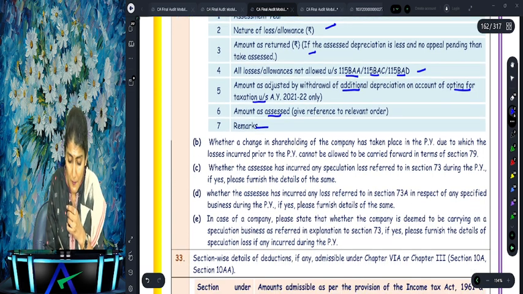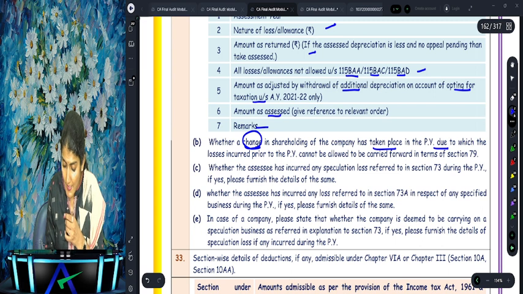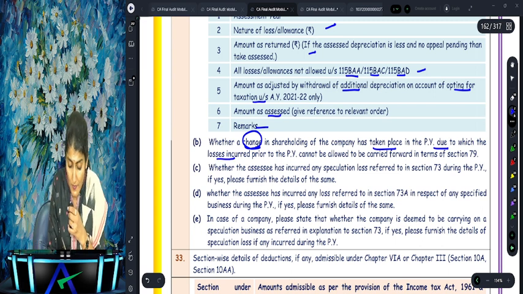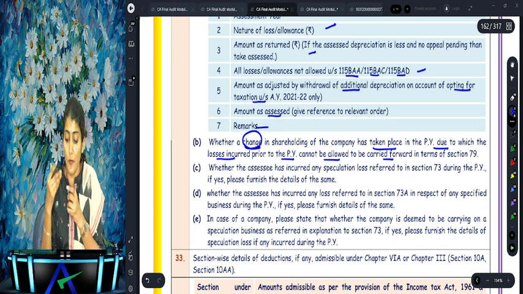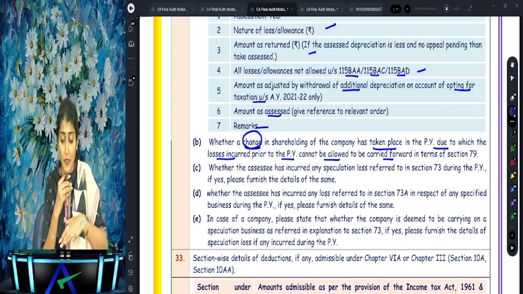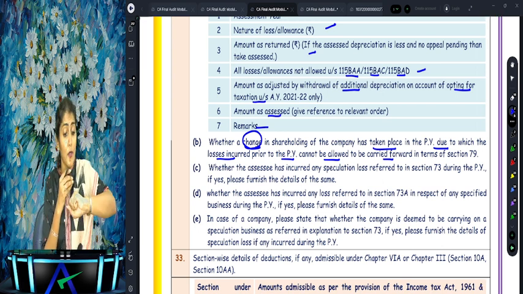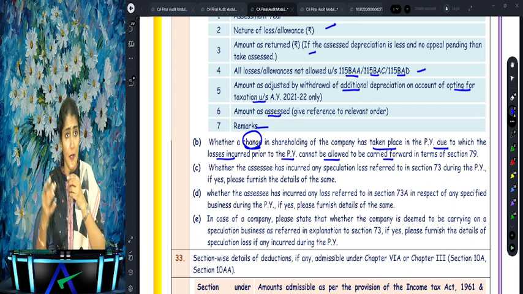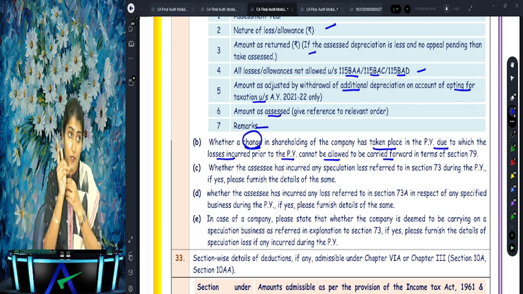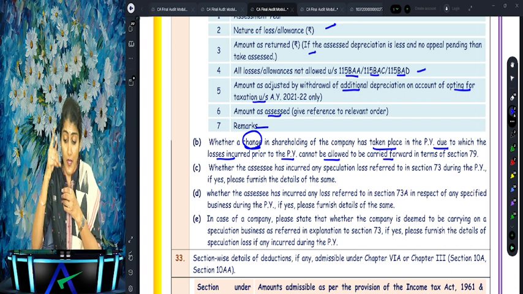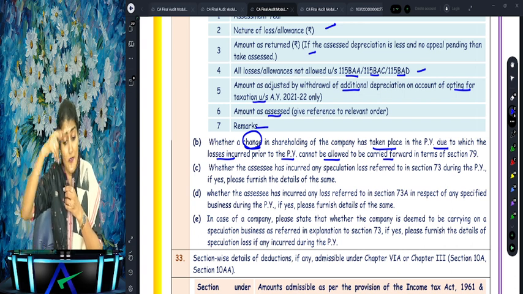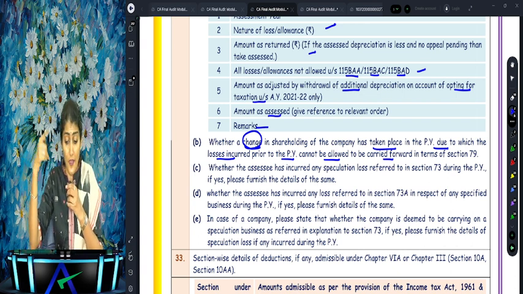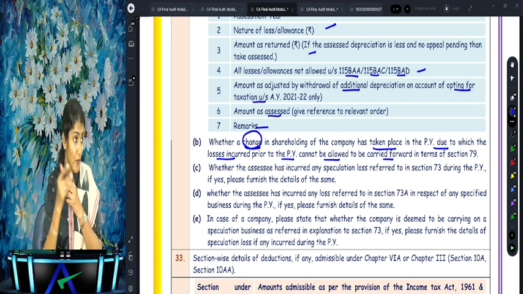Then whether there has been any change in the shareholding during the year, due to which the losses incurred in the previous year cannot be allowed to be carried forward in the current year. And in terms of section 79, I told you, many people are interested in buying the loss-making company. Why are they interested in buying the loss-making company? Because they want to adjust their profit against this company's loss. It says you cannot. Right, so any change in the shareholding during the year, due to which the loss incurred prior to the previous year cannot be allowed to be carried forward. So you cannot carry forward loss of some other entity over there.